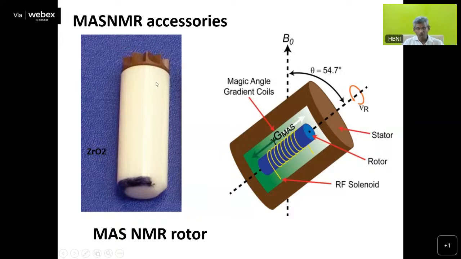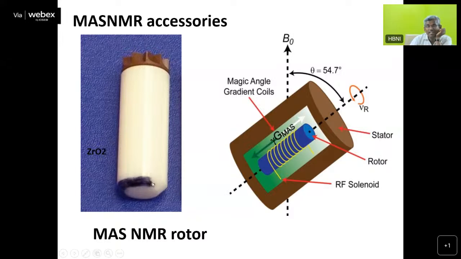All the experimental results which I will be showing are on powder samples only. We never work on single crystal materials, so we are discussing powder samples. You have a rotor like this one, and you see there is a black line. Half of the bottom is covered with the black line.